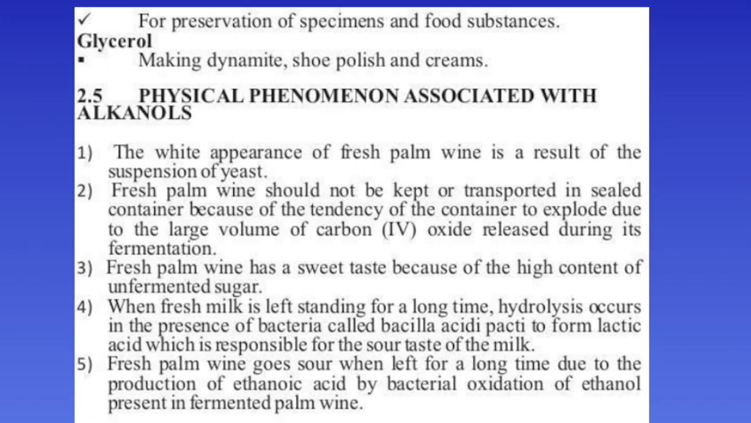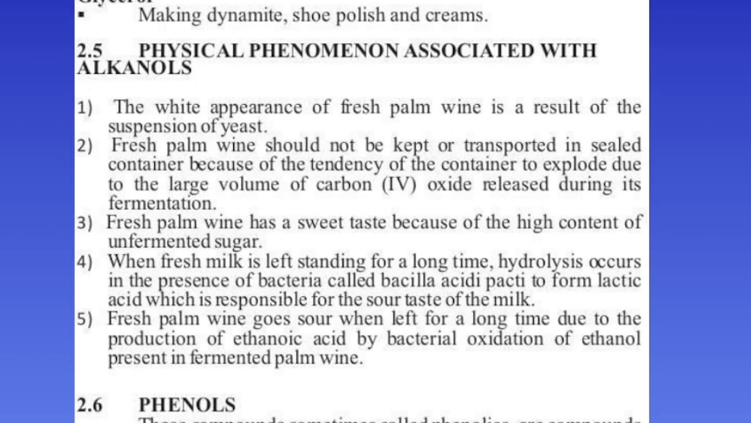Palm wine has a sweet taste because of the high content of unfermented sugar. When fresh milk is left standing for a long time, hydrolysis occurs in the presence of bacteria called Bacillus acidilacti to form lactic acid, which is responsible for the sour taste of the milk. Fresh palm wine goes sour when left for a long time due to the production of ethanoic acid by bacterial oxidation of ethanol. As I mentioned initially, when you are dealing with the oxidation of your primary alkanols, you get your corresponding alkanoic acids. And that implies that if ethanol is oxidized, it will give ethanal. And then when ethanal is further oxidized, you will get your ethanoic acid. So have that in mind, that primary alkanols are oxidized to form alkanoic acids after complete oxidation. So that's the case here.